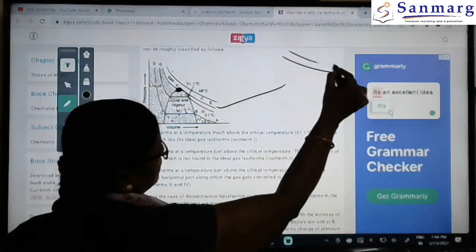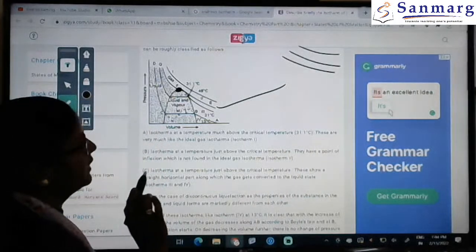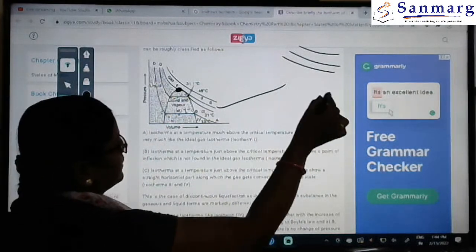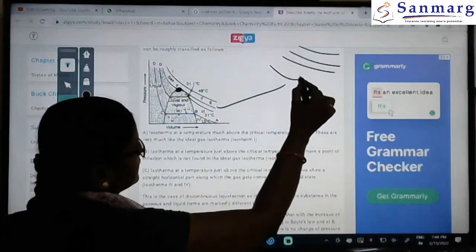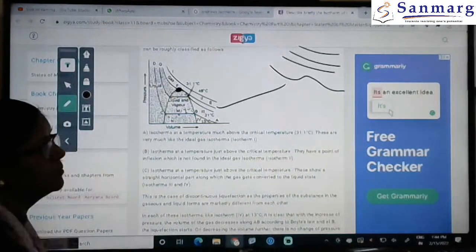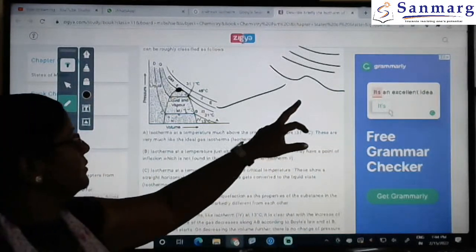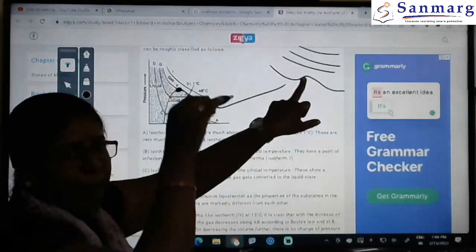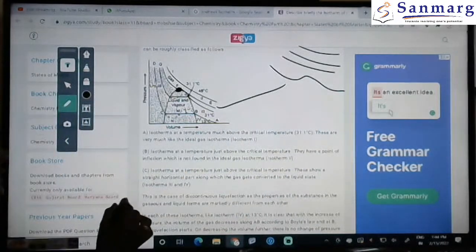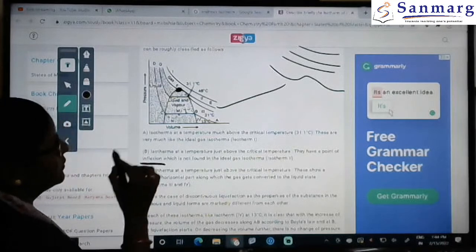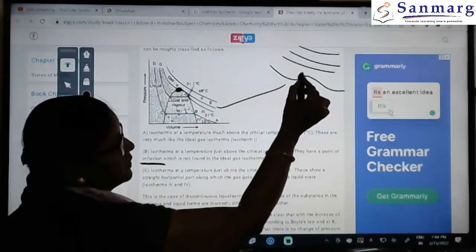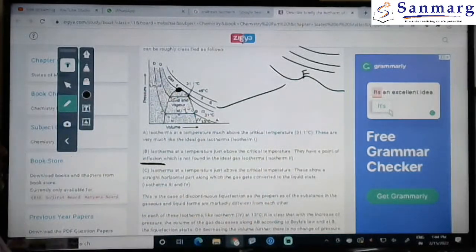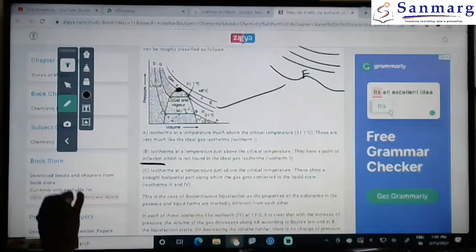Above 31 you can see this curve, but at this point 31, how does it look? It looks like this. This is called an inflection, just ups and downs. You can see a point here. Which point? F point.